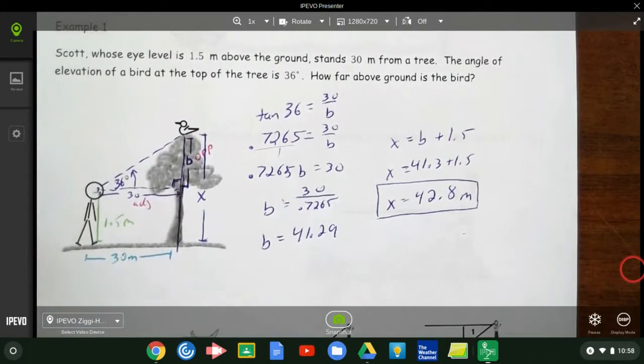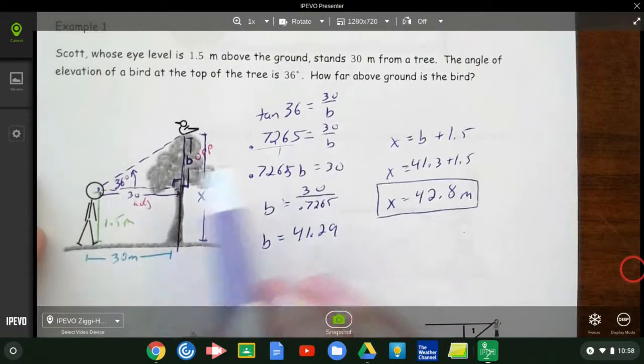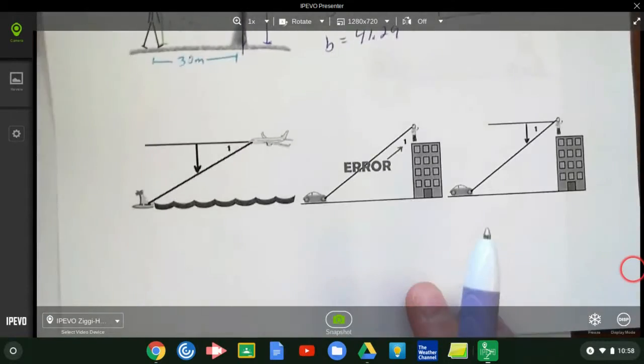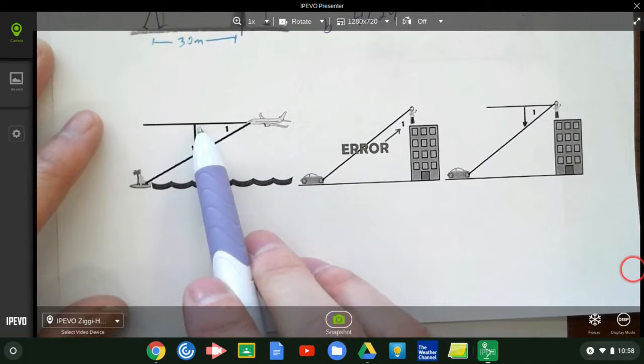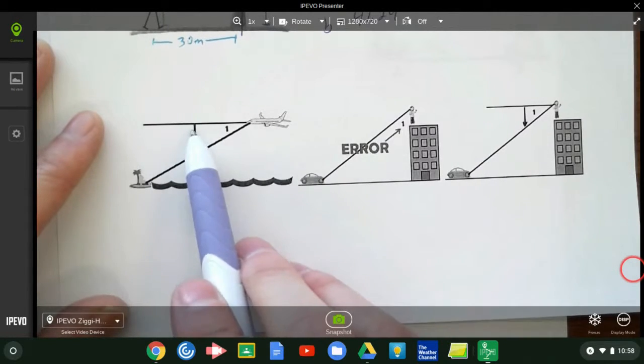And all of this new stuff, all of this was old. The new piece, that angle of elevation. Okay, so that's an angle of elevation problem. Let's talk about an angle of depression. Angle of depression, remember we said in our demonstration, was downward from a horizontal line.